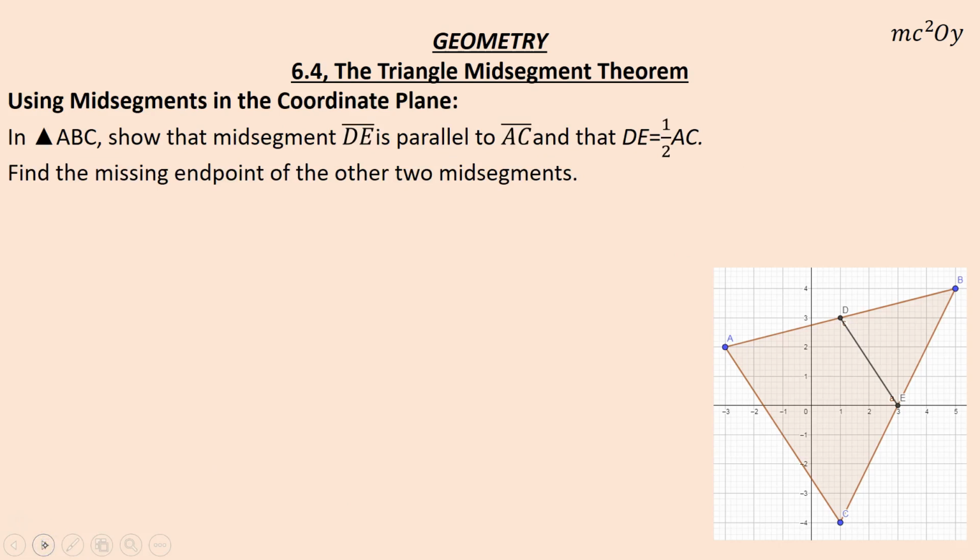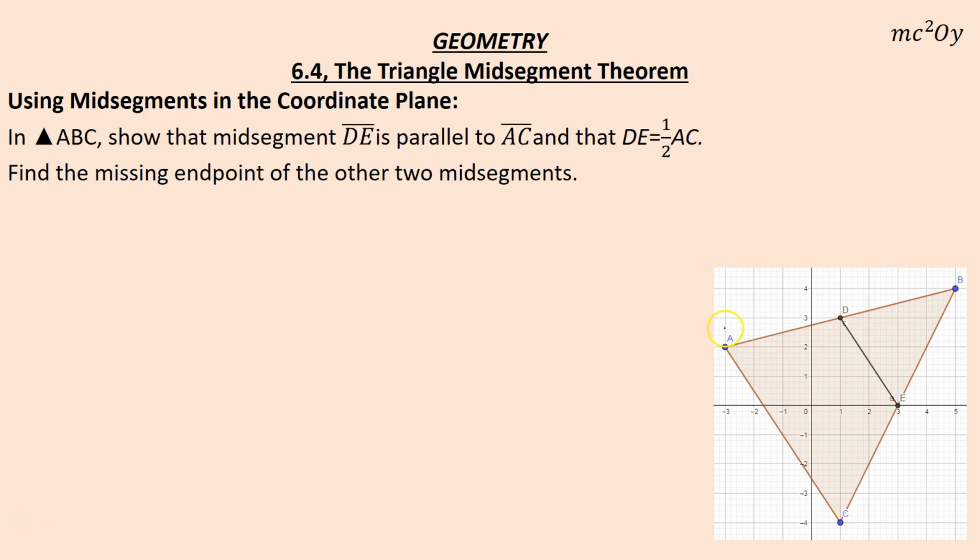All right, so using the midsegments in a coordinate plane. I've got this triangle here. In this triangle ABC, we want to show that DE, the midsegment, is parallel to AC, and that DE is 1/2 of AC. I guess I should have pointed out that DE is a midsegment, but you can calculate that.